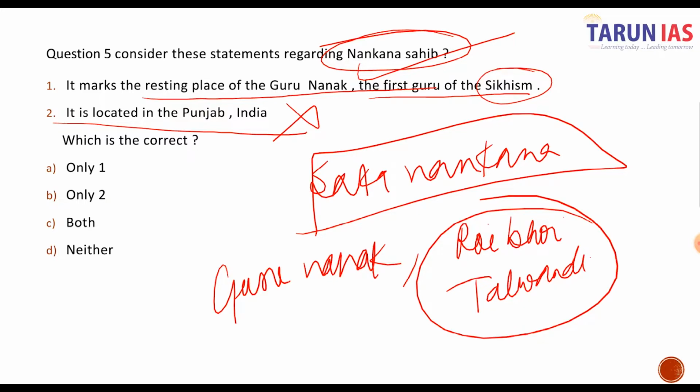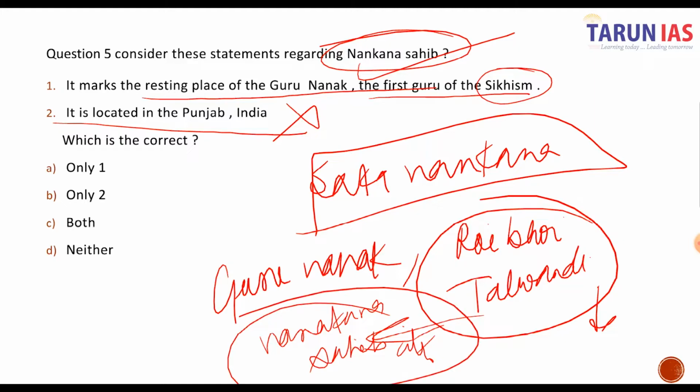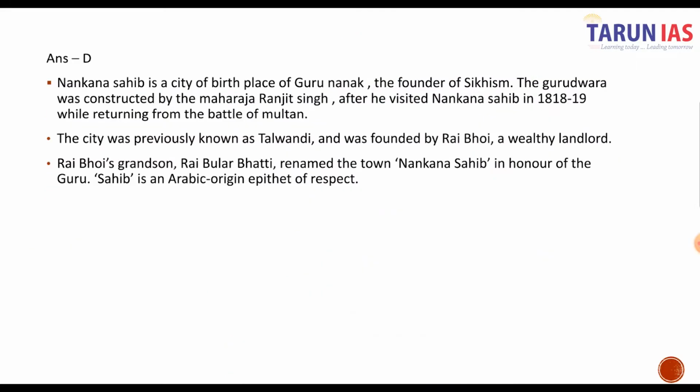This is the place. But later on, Maharaja Ranjit Singh renamed it, and a whole city was established, which is now known as Nankana Sahib city. It is quite near to the city of Lahore, and this is located not in Punjab, India, but in the Punjab province of Pakistan. So therefore, both the statements here are incorrect. So D will be our correct option, neither 1 nor 2.